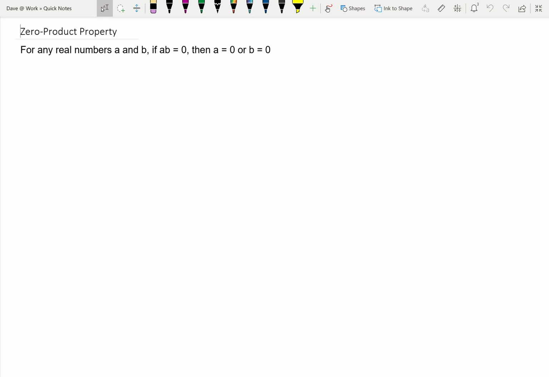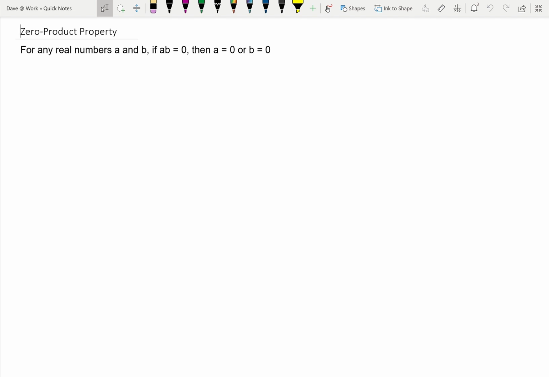This next video is going to focus on solving quadratic equations. To understand what we're about to do, you have to understand the zero product property. It says that if you have two expressions that are multiplied together and they have a product equal to 0, then one of those expressions has to be 0. And we're going to have to analyze both of them to get all the possible answers.